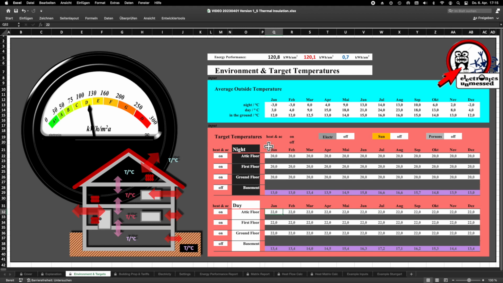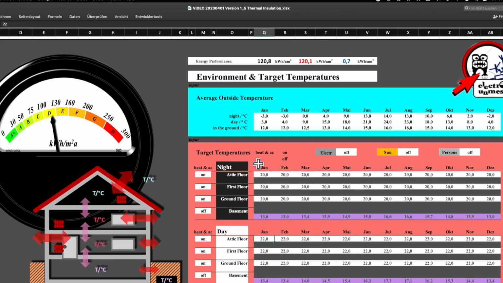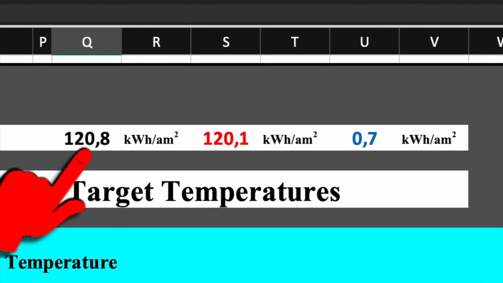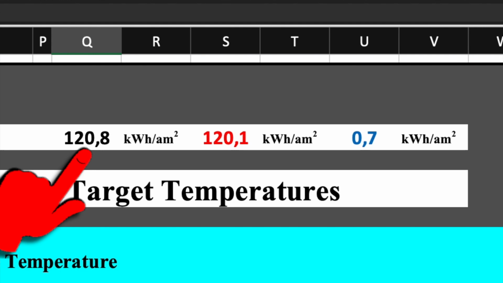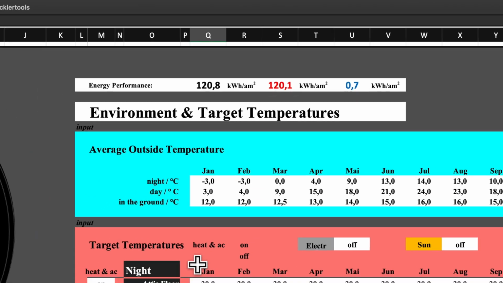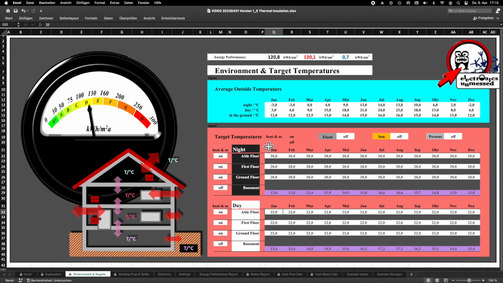From this, our tool calculates the total energy consumption of 120.8 kilowatt hours per square meter per year, which is actually quite a lot. I chose the example so that I can show you how insulation improvements can have an effect. First, however, we would like to see whether we could save energy simply by optimizing the target temperatures a bit.